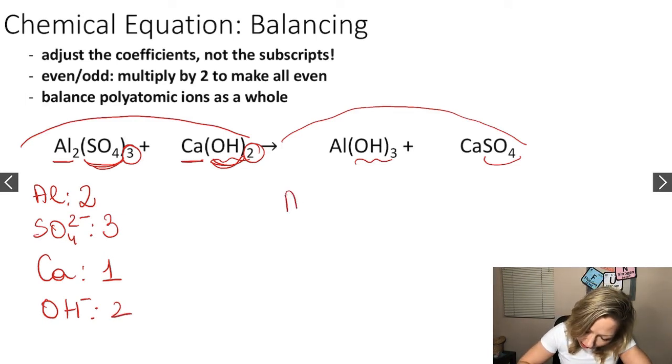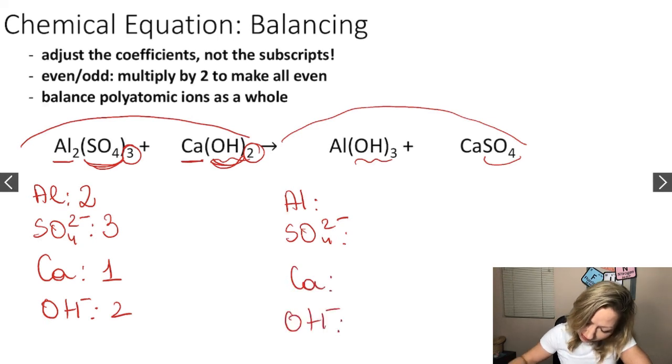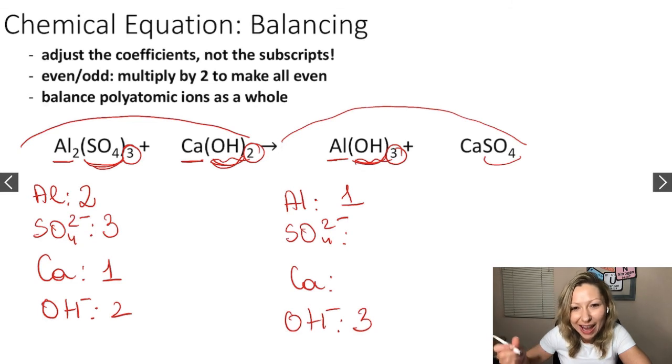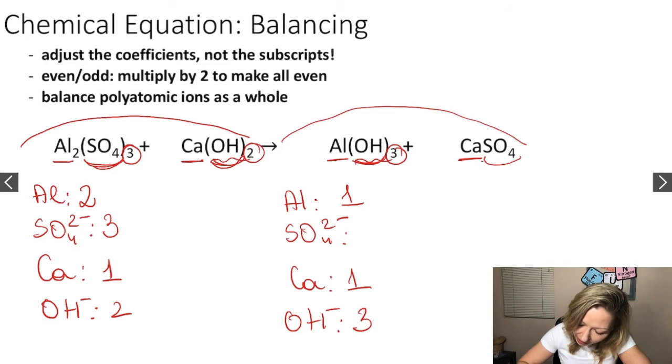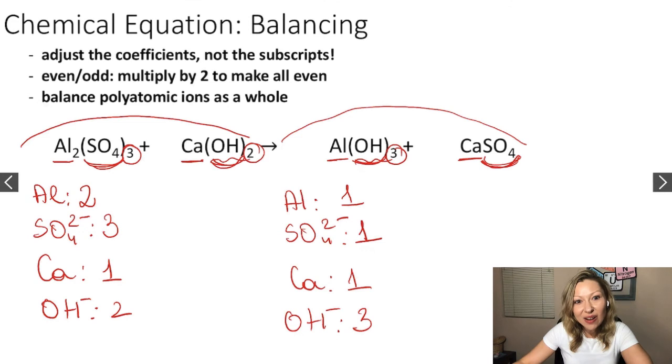So we start with aluminum, then SO4 2 minus, then calcium, and then OH minus. Okay, how many aluminum atoms do we have on the product side? 1. How many hydroxide ions? 3. And just be mindful to put it to the right place. Okay, how many calcium atoms? 1. And how many sulfate ions? 1 again. Okay, let's start balancing.